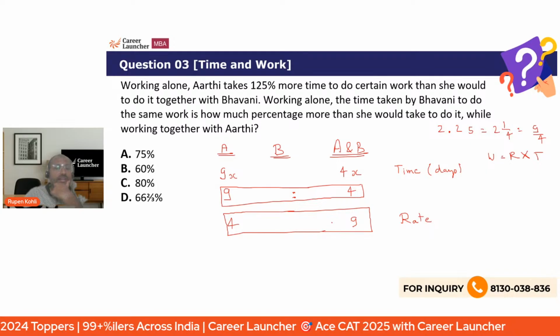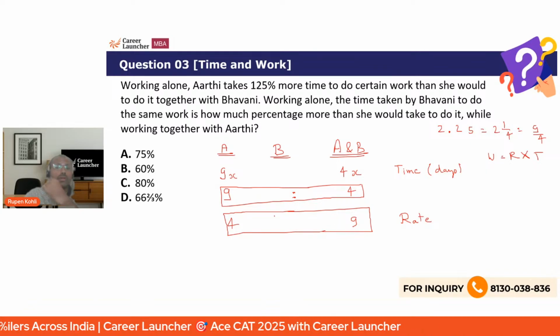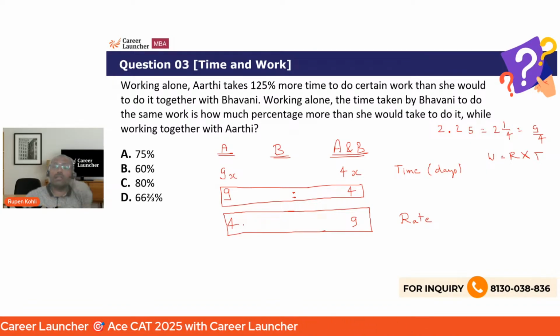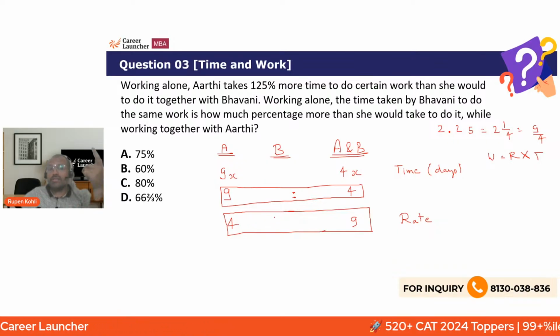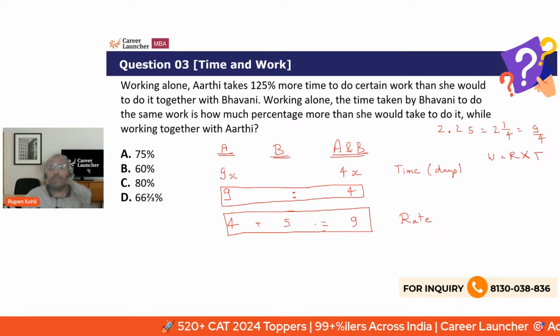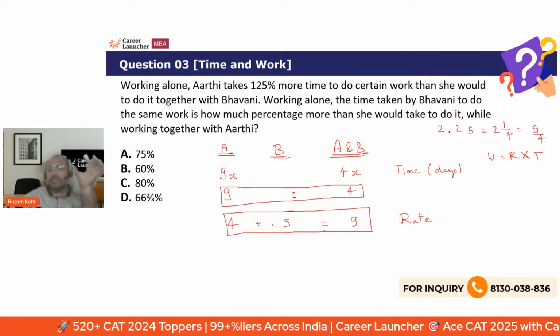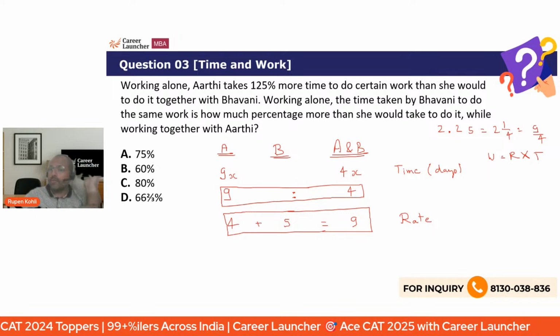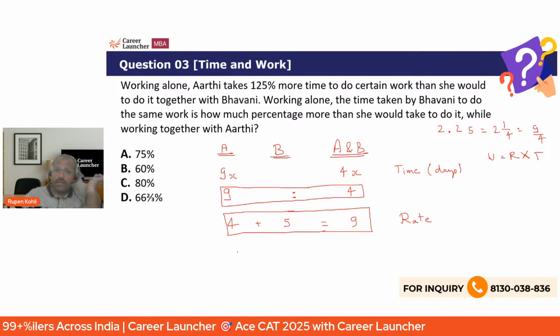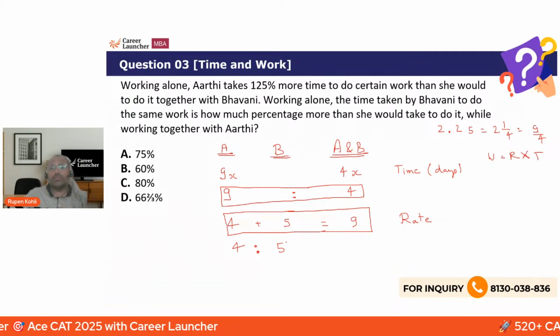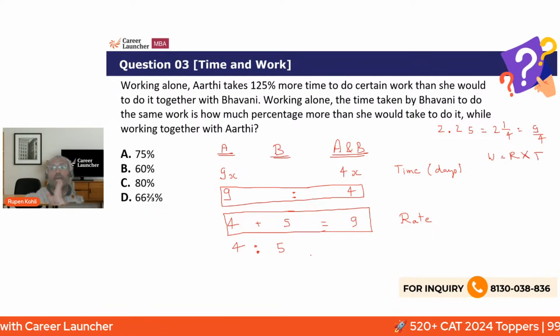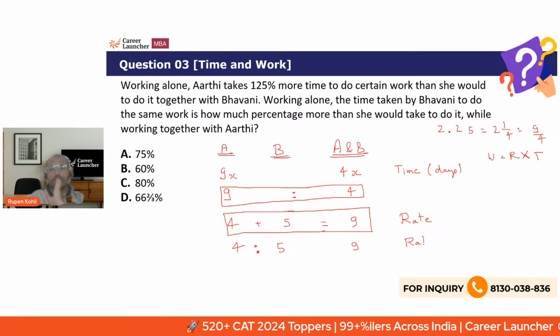So it means that this 9 is the total rate of Aarti and Bhavani, whereby Aarti's rate is 4. So Bhavani's rate is 5 because the rates get combined. 4 plus 5 equals 9. Right. So we now have established the ratio of the rate of Aarti to Bhavani, which is 4 is to 5. 4 is to 5, therefore, is the ratio of the work rate for Aarti to Bhavani. Right, and their total rate is 9. This is the relationship of rate.